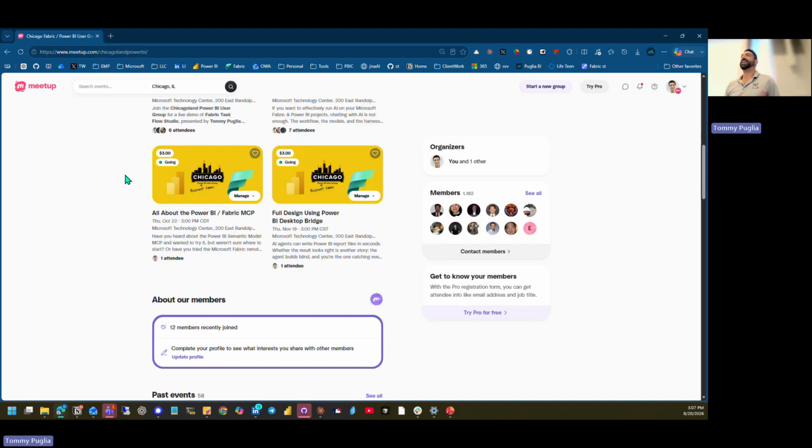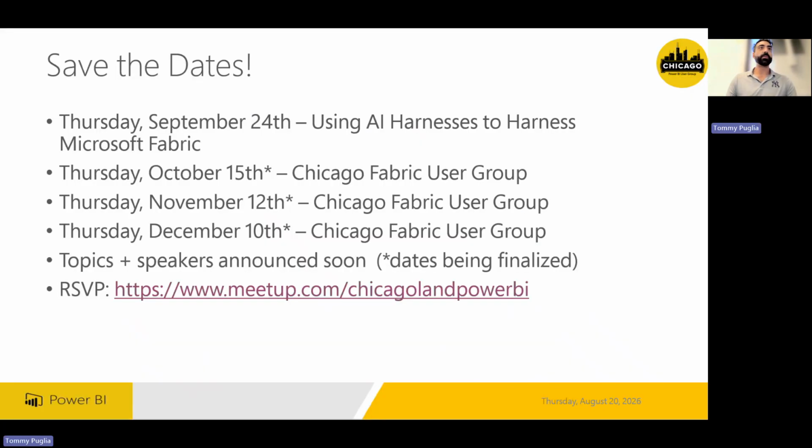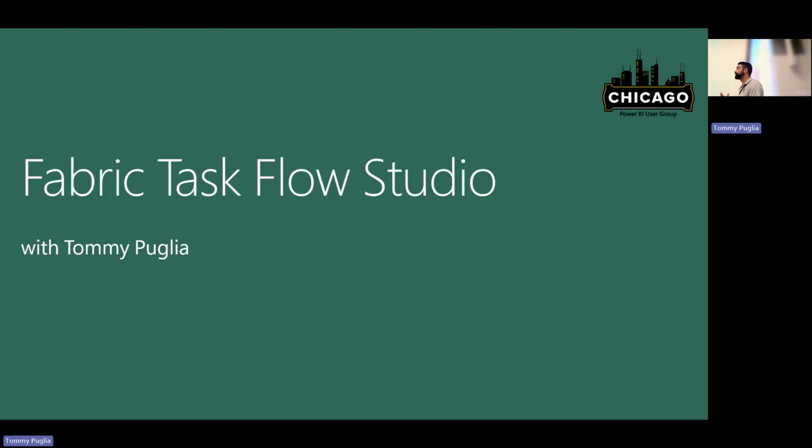We're going to talk in more detail about the Fabric and Power BI MCP on October 22nd. That is now officially live. We're really excited about that one. We're going to go through both the semantic model MCP and the Fabric remote MCP, how to use it, what you can do with it, a lot of cool things there. And then finally on November 19th, we're going to go through full design using Power BI Desktop Bridge, the new tooling available by Microsoft that allows you to agentically design your reports.